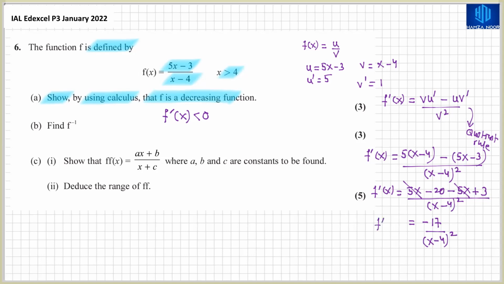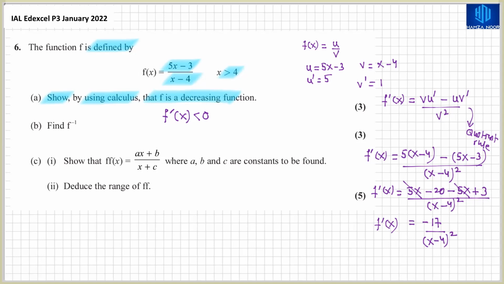So here we have obtained the f'(x) function. Now we need to make some statements to show that f is a decreasing function, meaning f'(x) is less than 0 for all values of x. But specifically in this case, we are dealing with x greater than 4. When x equals 4, the denominator will become 0 and the function will be undefined. So strictly speaking, we have a restricted domain that x is greater than 4.